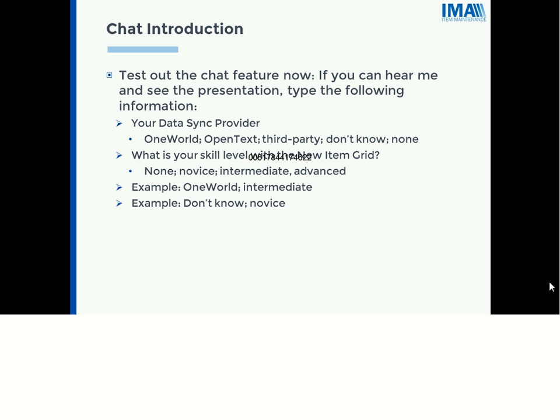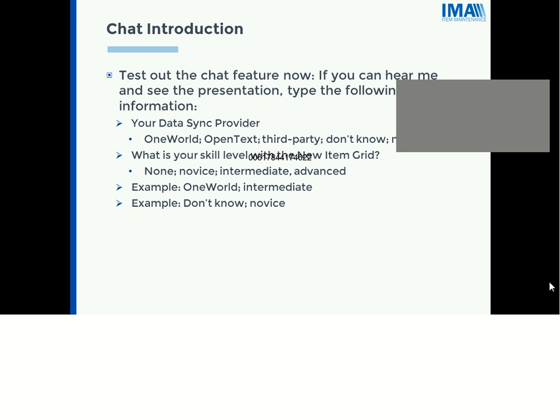In the meantime, if you could go ahead and test out the chat feature now. If you can hear me and you can see the presentation, go ahead and enter the following information in the chat screen. Your data sync provider: One World, Open Text, third party, don't know, or none. And what is your skill level with the new item grid? None, novice, intermediate, advanced. An example would be One World intermediate or don't know novice.